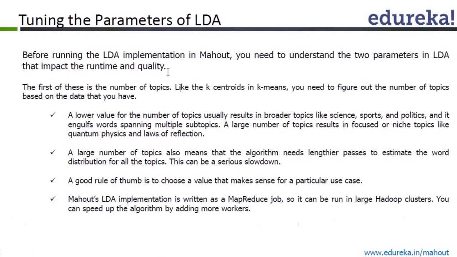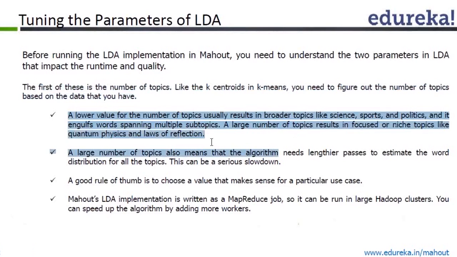Before running LDA, the first thing is the number of topics, which is like the K centroids in k-means. You need to figure out the number of topics based on the data you have. So based on the data, you have to first figure out how many topics could be possible within your input data set, and then identify the K value. A lower value of the number of topics usually results in broader topics like science, sports, politics. So if you select a very small value for K, your topics will come out like science, sports, politics, and they engulf words spanning multiple subtopics. If there are any subtopics under science, sports or politics, it would not be possible if the K value is very small.